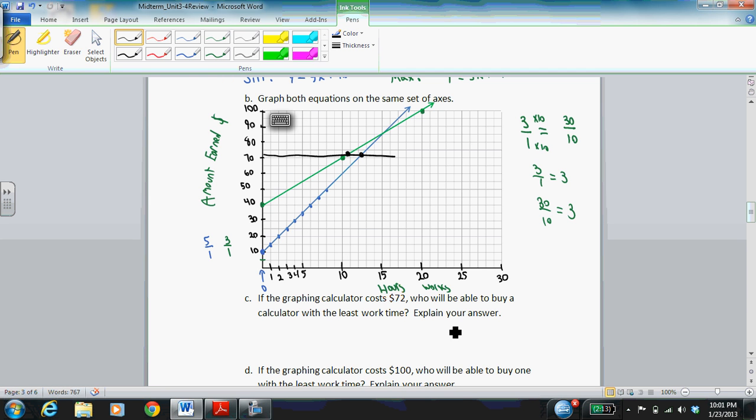So the green line represents Max. So Max would get there sooner. And we could say, based on looking at the graph, we saw that. You could also look at it algebraically.